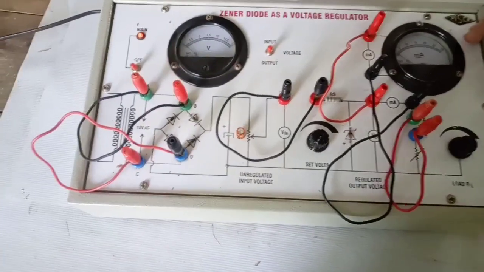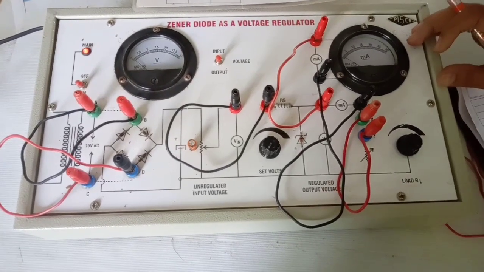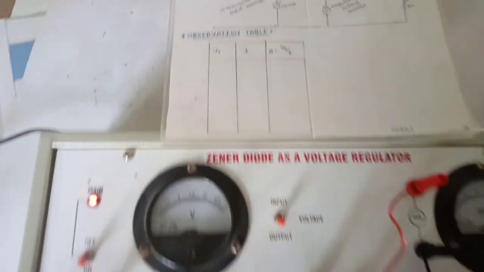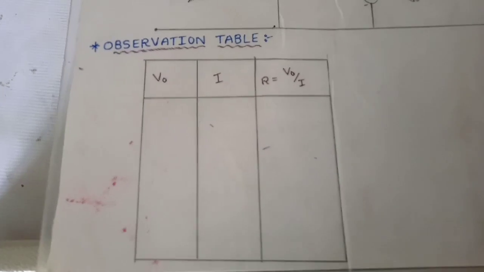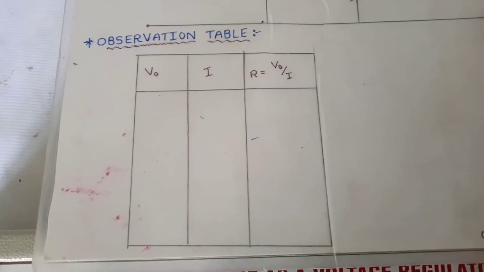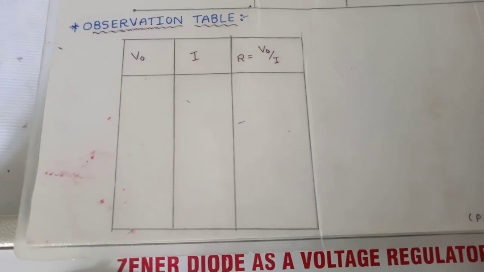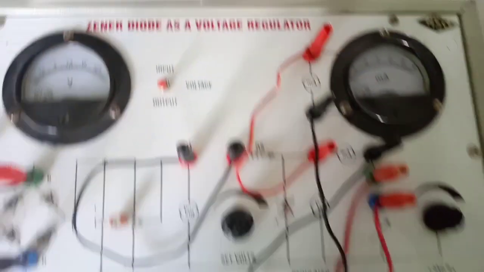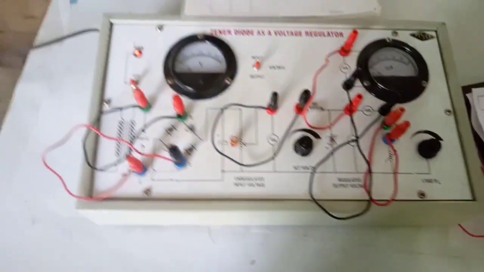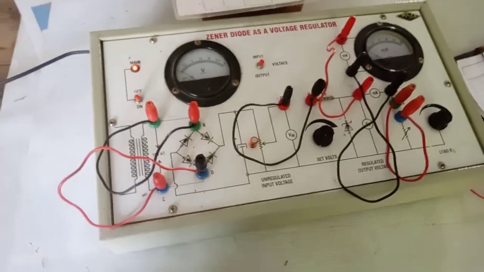The circuit connection for part 2 is similar, identical to part 1. Okay, so the circuit connection is ready to perform this practical. If we see the chart for part 2, this will be our observation table. We have three columns: output voltage, current and resistance. To find the resistance, we will find the ratio.